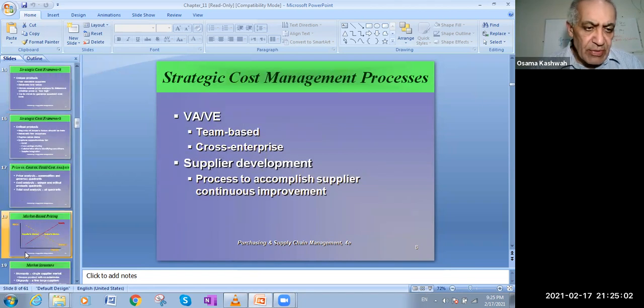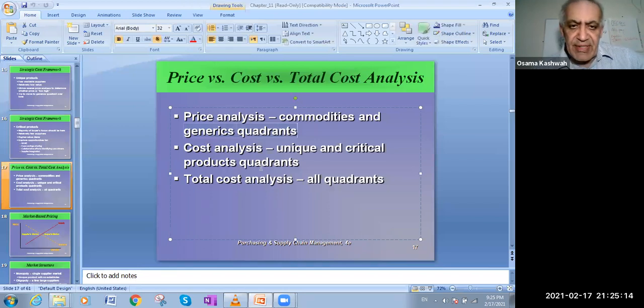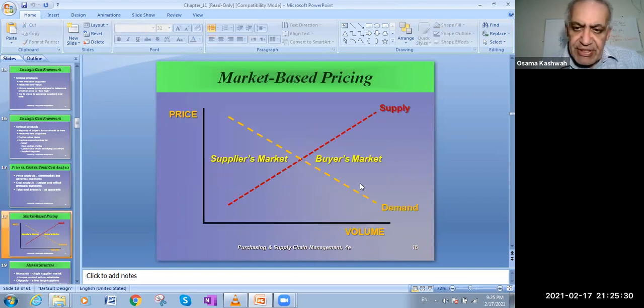And here we will go first to prices versus costs, or total cost analysis. Price analysis is for the commodities and the generics quadrants. Cost analysis is for the unique and critical products quadrants. Total cost analysis is for all quadrants, all of them together. So in this chapter, we will cover page 17 and page 18 as well.